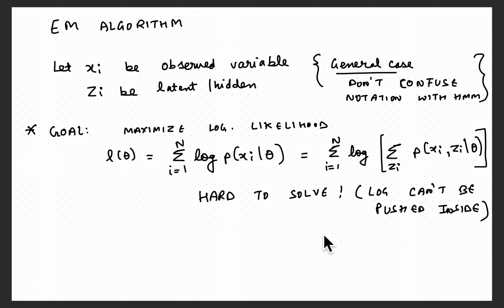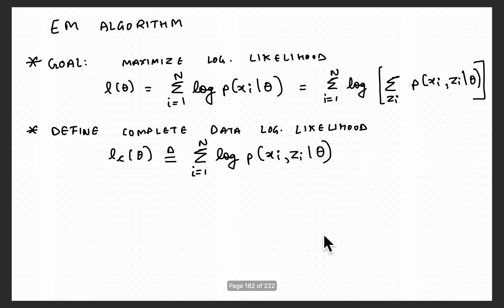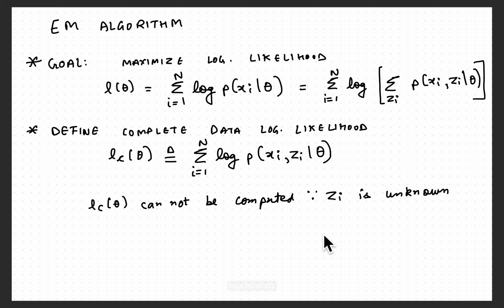So given that this is hard to solve, we look at something else which we think is easier to solve. We define something known as a complete data log likelihood. Right? This is given by L_C of theta, which is given by summation over i equal to 1 to n of the logarithm of the joint probability of x_i comma z_i given theta. But we only just said a little while ago that we do not know what z_i is, right? So L_C of theta cannot be computed since z_i is unknown.